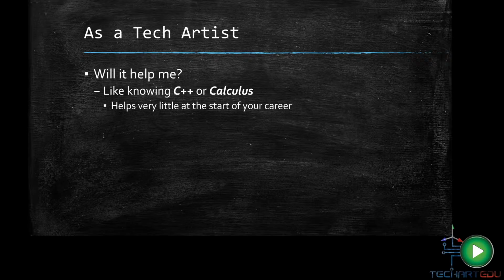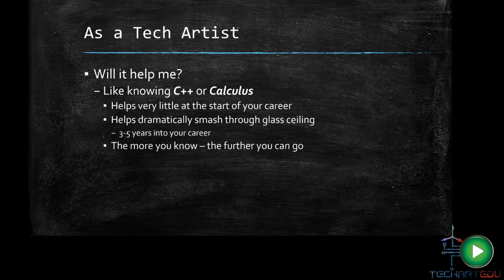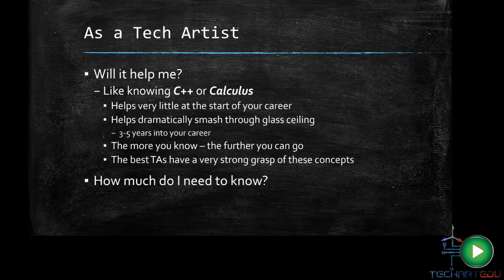The honest truth is, at the beginning of your career, it's not going to help you a lot. However, as most technical artists find after they've been in the business from 3 to 5 years, and possibly longer, they hit a glass ceiling and they can't progress. A strong understanding of linear algebra, just like C++ or calculus, might be the trigger that helps you smash through that glass ceiling. Ultimately, the more linear algebra that you know, the further you can go. And hands down, the best technical artists, especially those involved with rigging and rendering, have the strongest grasp of these concepts of linear algebra.